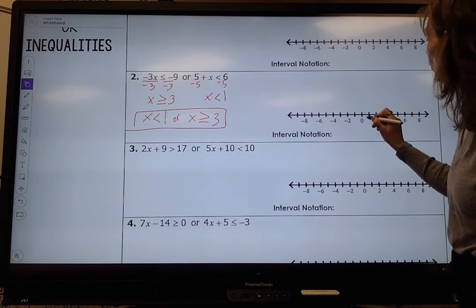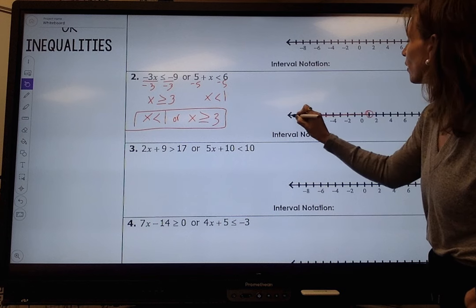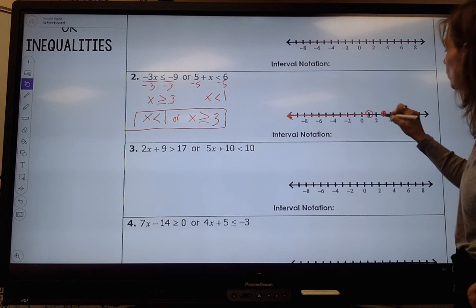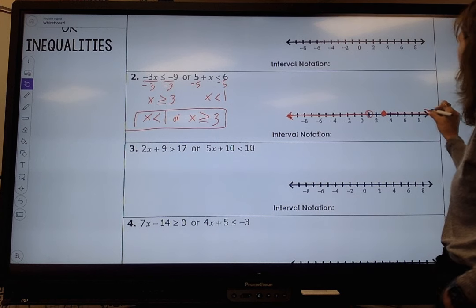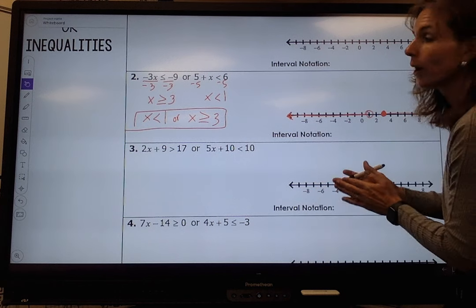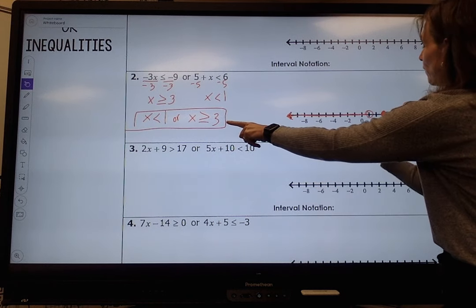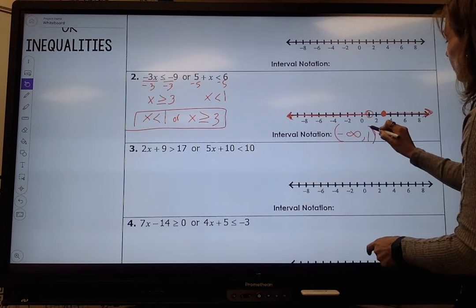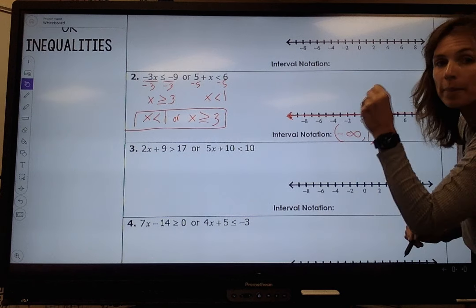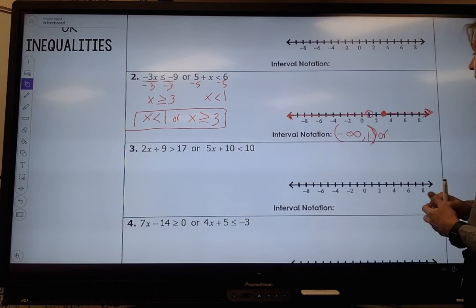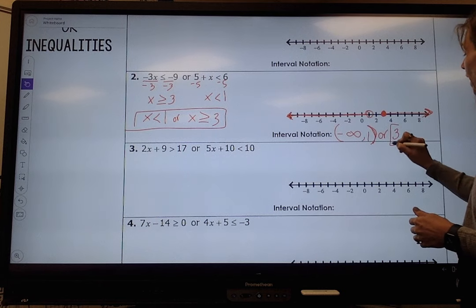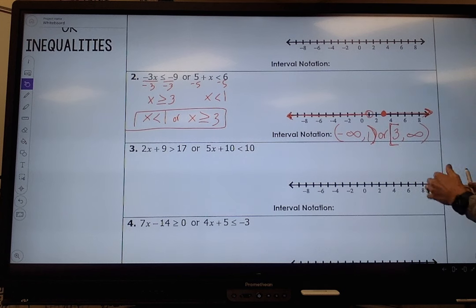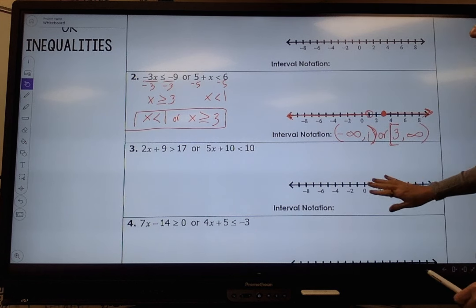So to graph it, open circle on 1, shade all the way to the left, closed circle on 3, because 3 is a part of the solution, shade all to the right. So we read this graph left to right. How far left does it go? It goes to -infinity, parenthesis around -infinity. It comes to 1, parenthesis, because 1 is not a part of the solution. I must include the word or. Starts at 3 with the bracket because 3 is a part of the solution, and it goes all the way into infinity. So that's what my interval notation looks like.